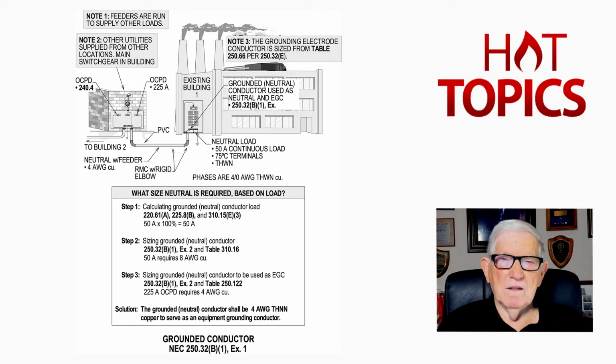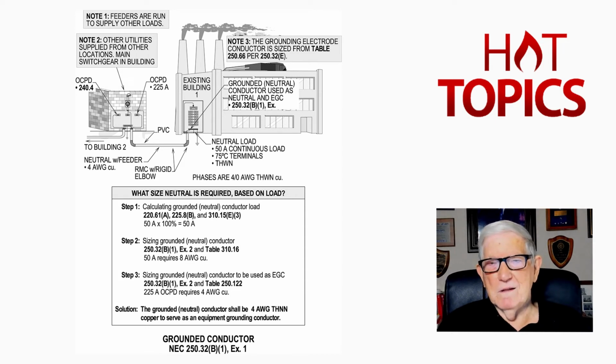We're making it as an example only, but the question is, what size neutral is required based on load? The load is 50 amps, so it's up to the engineer. They can naturally go to 215.2(A)(1) and look at the exception and size it at 100% or size it at 125%. Whatever they want to do is permissible. So 50 amps, we're sizing it at 100%, so it'd be 50 amps.